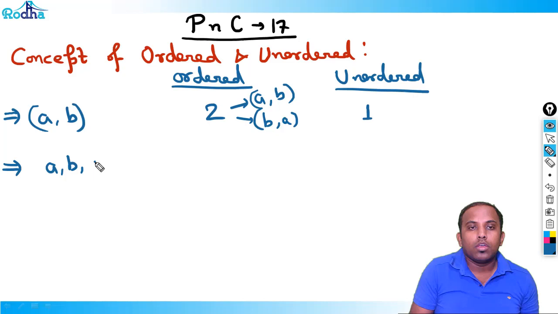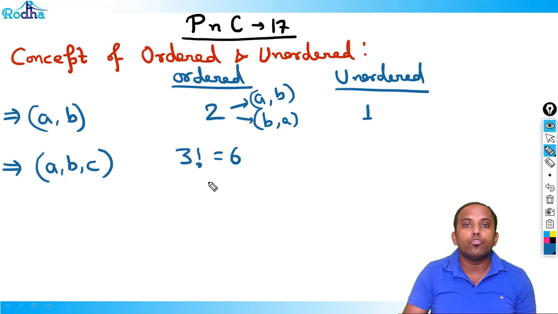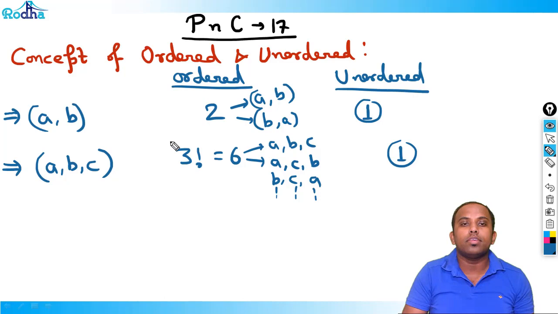Similarly, if I write for three numbers A, B, C, its ordered form will be how much? The total is 6 ways. We write simply 3 factorial, that means 6 ways. For example, A, B, C, then A, C, B, then B, C, A, like that we can have 6 ways. But its unordered form is only 1. So unordered is 1 in each case, A, B, C in any order, but its ordered form will be 6 ways, 3 factorial.